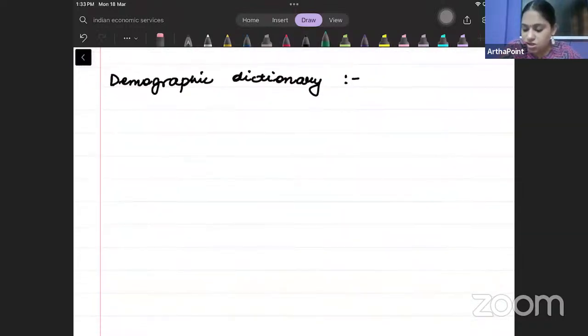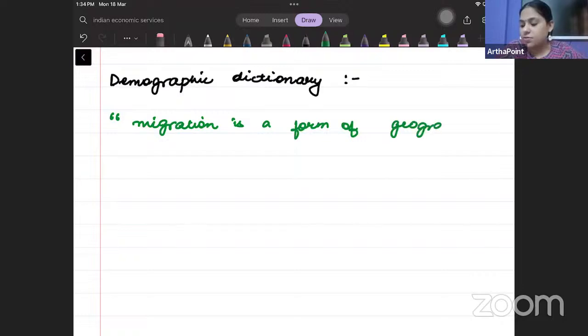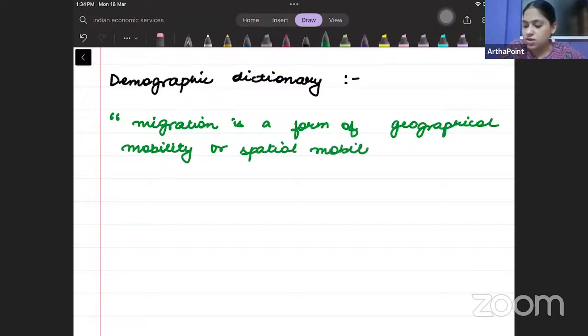then according to, I'm going to quote this, so it is going to be in double quotes. According to demographic dictionary, the definition of migration is that migration is a form of geographical mobility between one geographical unit and another, where people change their residence. बोल सेम ही चीज रहे हैं, but we are quoting it in exact words of the dictionary. So please write down, migration is a form of geographical mobility or spatial movement. Spatial means moving across space, moving from one region to another.